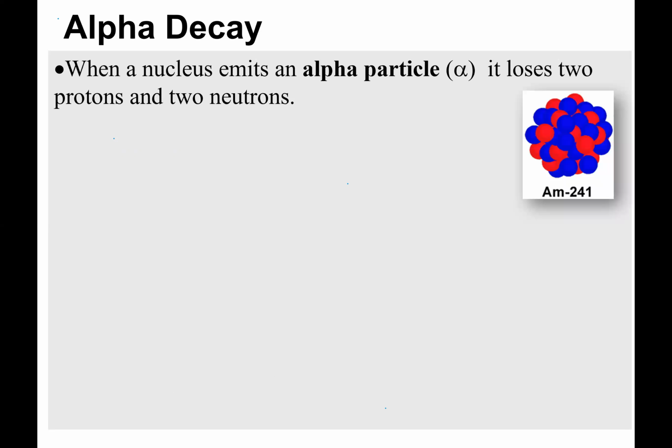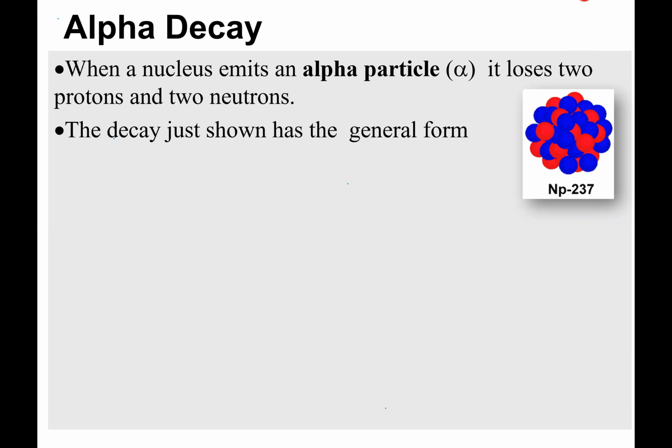Let's first talk about alpha decay. When a nucleus emits an alpha particle, it loses 2 protons and 2 neutrons. Watch what happens here. Watch the image. Whoa, let's go back one more time just to make sure you saw that. Notice not only did that alpha particle leave, but notice we have a new element that stays behind. So the general form of this equation looks as follows.